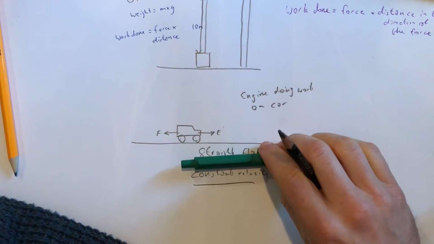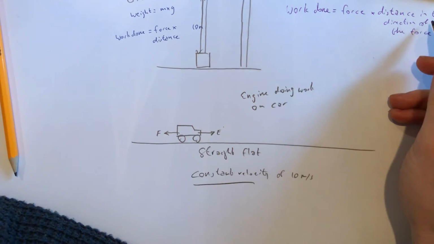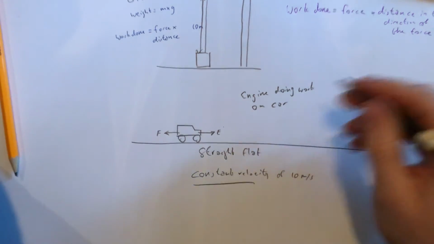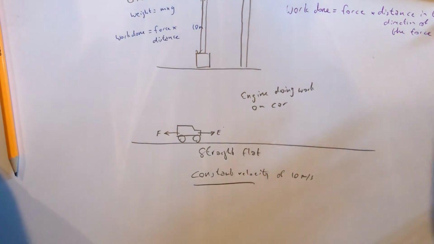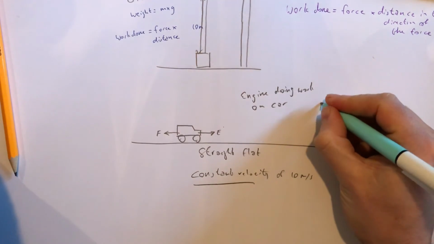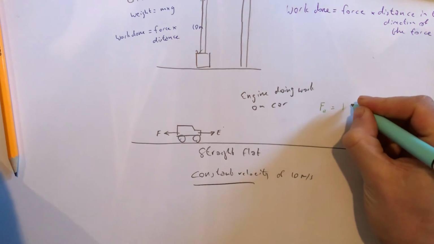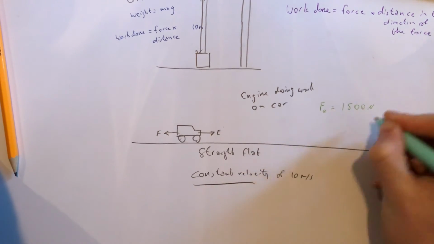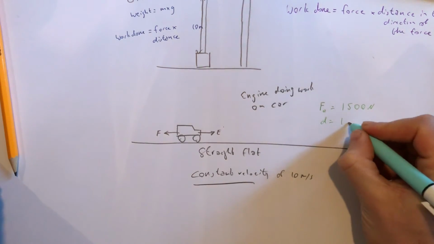Well, work done is just force multiplied by distance in the direction of the force. Now, we don't know these things yet, so the question will probably give you certain figures for those. So the force from the engine is, let's just say, we'll keep it simple, 1500 newtons. And the distance is, well, whatever distance we like, but let's say 100 meters.